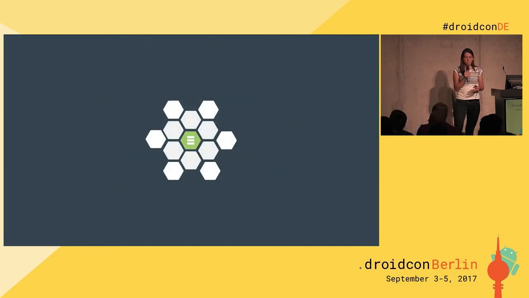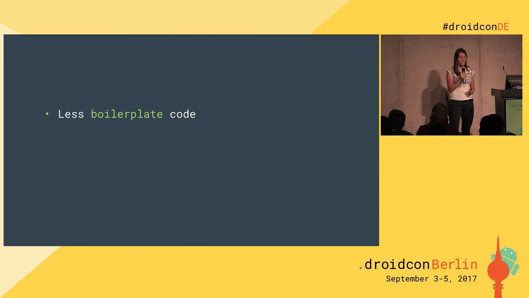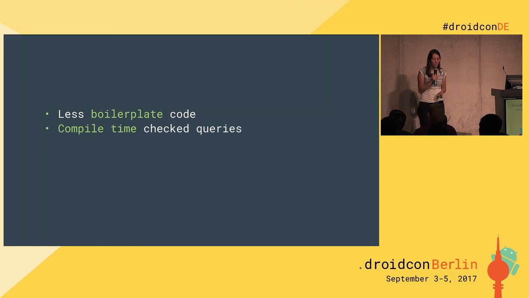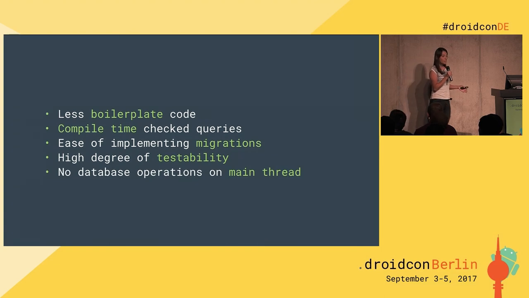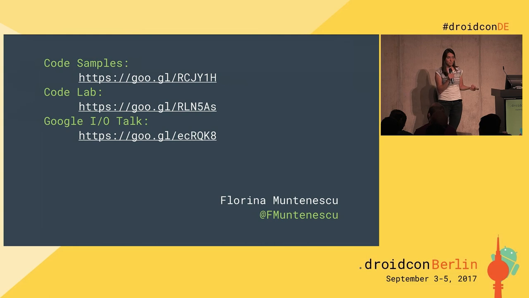So that's pretty much how Room works. It helps you with a lot of things. It helps you reduce boilerplate code. It gives you compile time checked queries. It's way easier to implement migrations, and in general way easier to test the DAOs and the migrations. Also, it makes sure that you're not making mistakes that I used to make, like doing database operations on the main thread. We've been writing about this a bit on Medium.